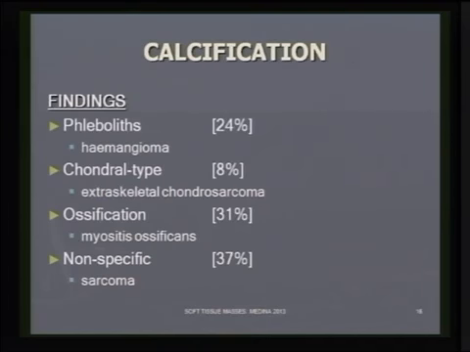Then ossification, when you may start seeing bone trabeculation within the soft tissue mass, again seen in about a third of cases, and all of these cases tend to be myositis ossificans in its mature stage. Whereas if you see very non-specific, poorly defined mineralization within a tumor, that can be concerning and suggestive of a high-grade sarcoma, most commonly a synovial sarcoma.